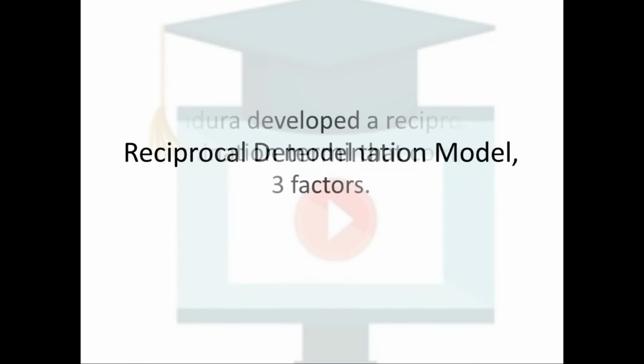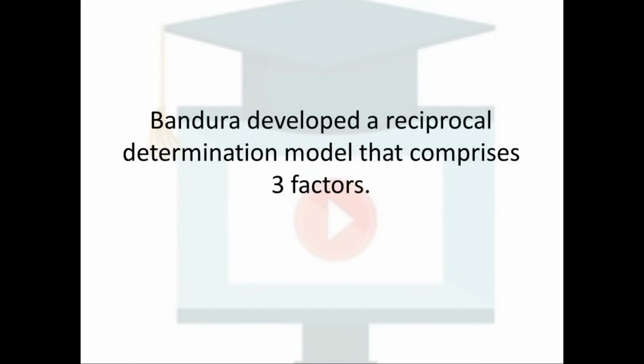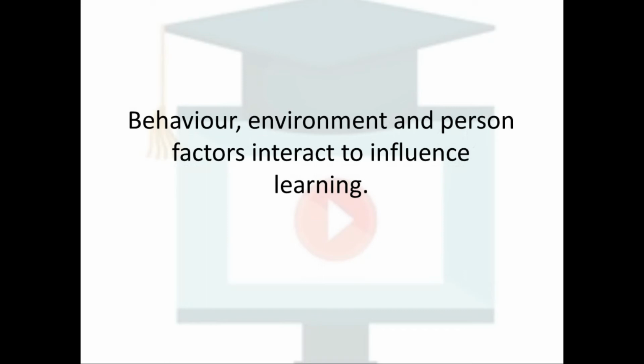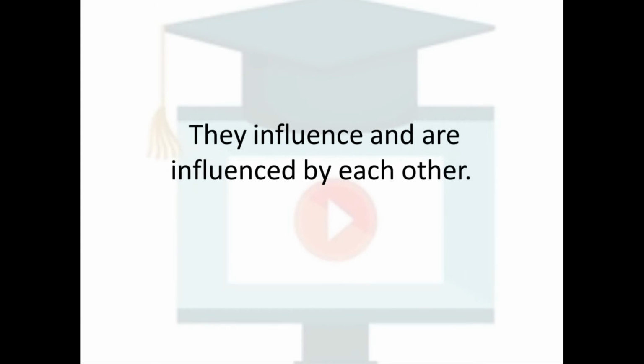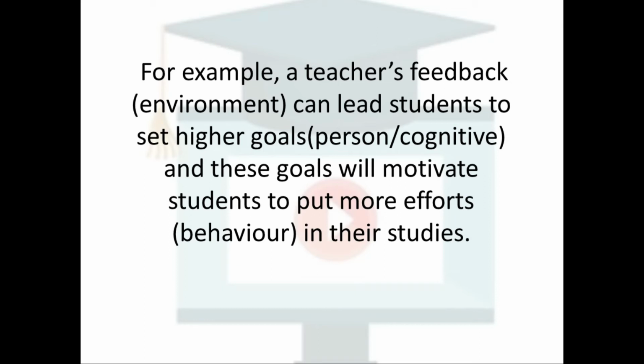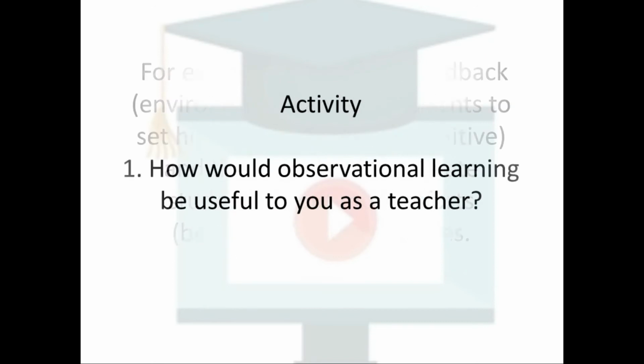Reciprocal determination model. Bandura developed a reciprocal determination model that comprises 3 factors. The factors are behavior, person, and environment. Behavior, environment, and person factors interact to influence learning. They influence and are influenced by each other. For example, a teacher's feedback (environment) can lead students to set higher goals (person/cognitive), and these goals will motivate students to put more effort (behavior) in their studies.